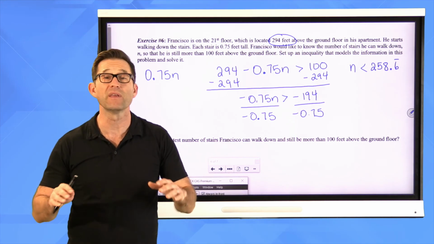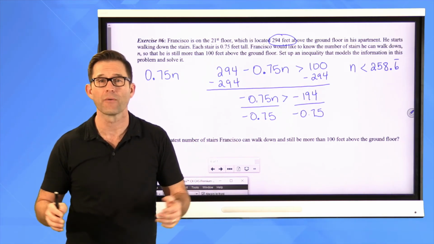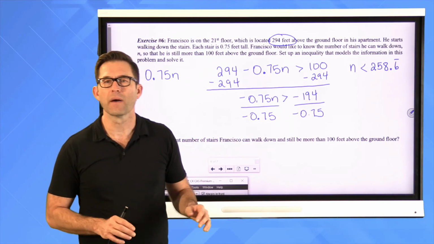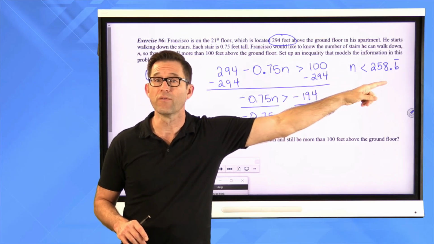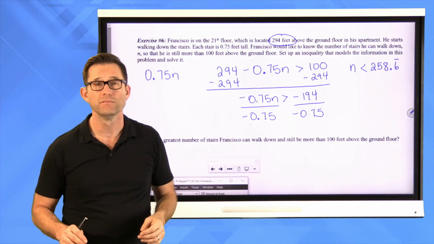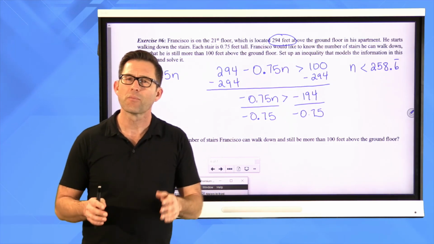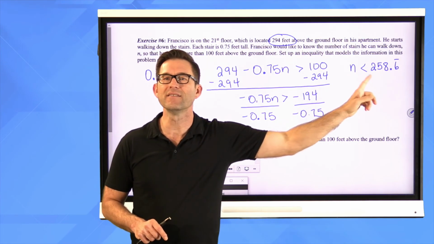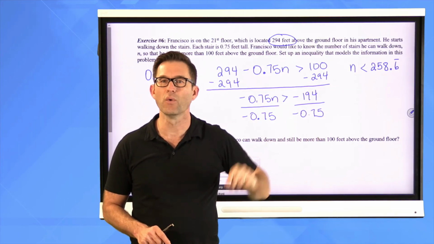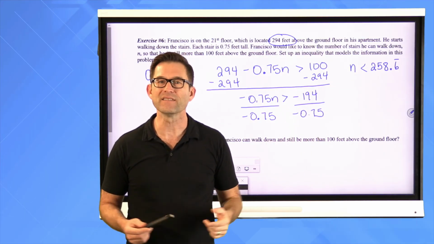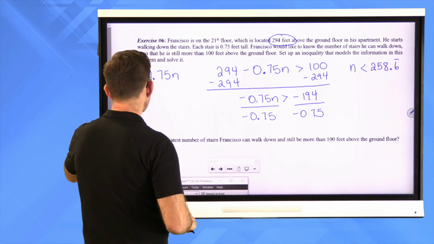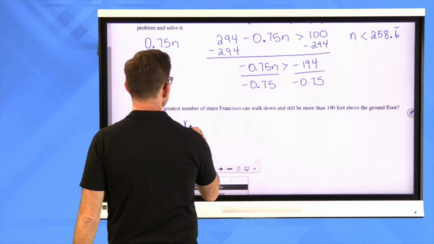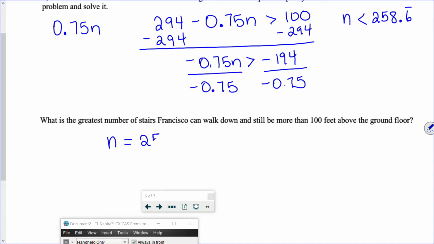Okay, maybe there's something he can see when he's 100 feet above the ground. I don't know, right? So a lot of students might look at this and go, oh, 259, right? Because 258.6, when I round it, that would be 259. The problem is 259 does not fit in this inequality because 259 is not less than 258.6. So in fact, the greatest whole number of steps that still makes this true is 258.